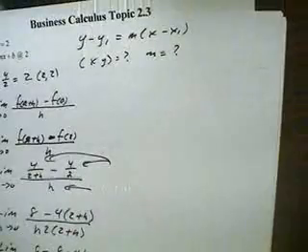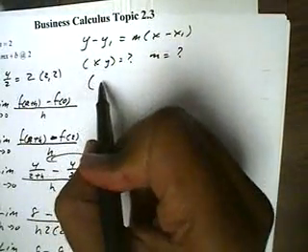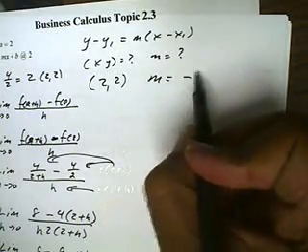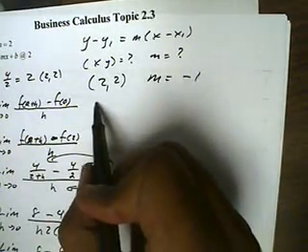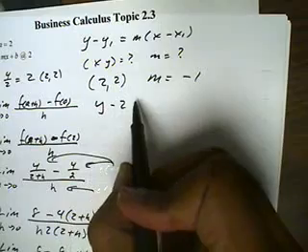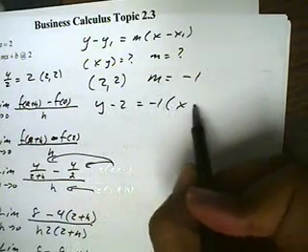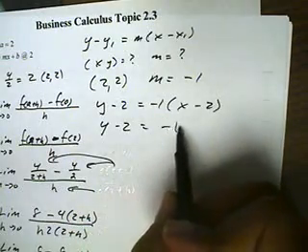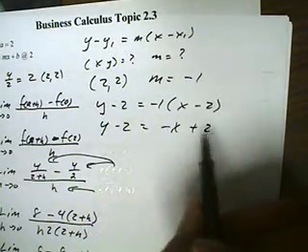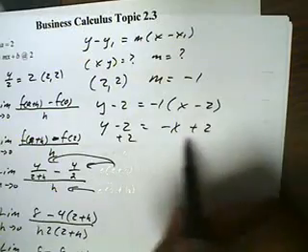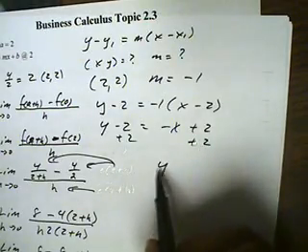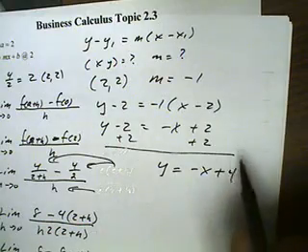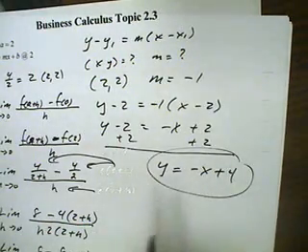Let's go back and say that our point was (2, 2), and our slope is negative 1. So now when we put it into the formula, that'll be y minus 2 equals negative 1 times x minus 2. Distribute by negative 1, we'll get negative x plus 2. And here we'll add 2 to both sides, and we end up with y equals negative x plus 4. And this is the linear equation that we're looking for.